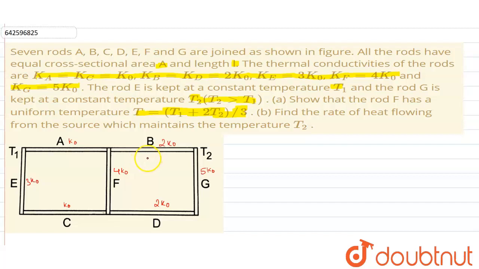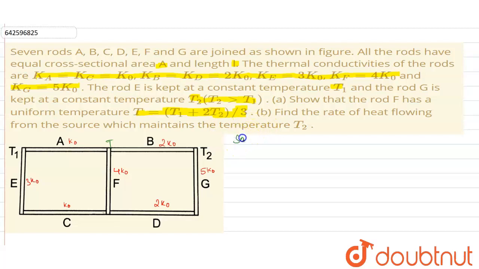So we have to find the temperature of the rod F. And we have to show that the uniform temperature of the rod F is T equals T1 plus 2 times T2 by 3. So let us suppose that the rod F is maintained at a temperature T. So at a steady state both ends of the rod F will have the same temperature.